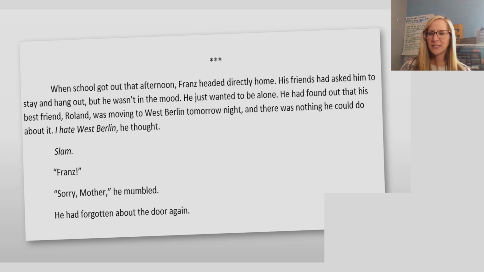How is Franz feeling here? Yeah, we can tell that he's angry and upset, right? Are there clues in the text, certain phrases that give that away? Yeah, here we have, he just wanted to be alone. I hate West Berlin, he thought, and slam. That lets us know that he's angry and upset here. His best friend Roland is moving tomorrow, and that would upset me too.